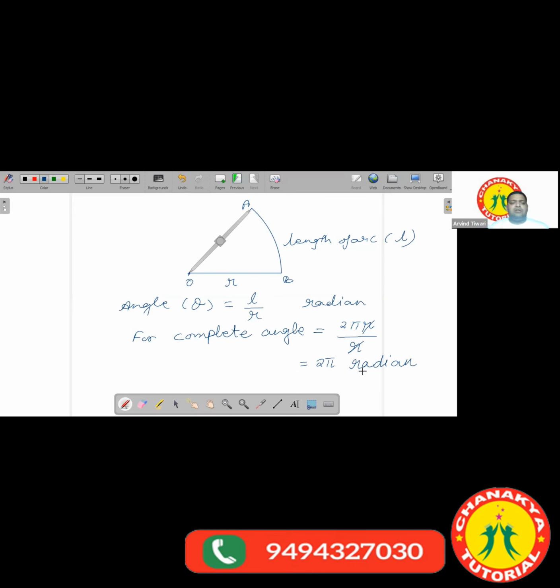And what is this angle equivalent to in degrees? 360 degrees. Yeah. So we can say that 360 degree would be equal to 2 pi radian. So I can also say that 1 degree would be equal to, in radian, 2 pi over 360 radian. This is also equal to pi over 180 radian.